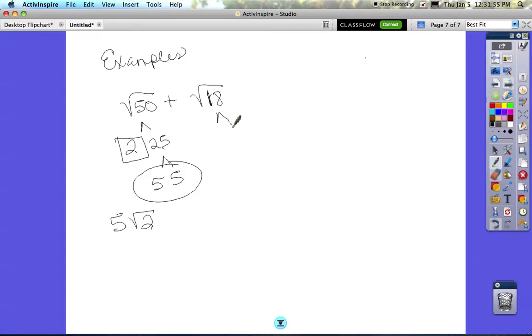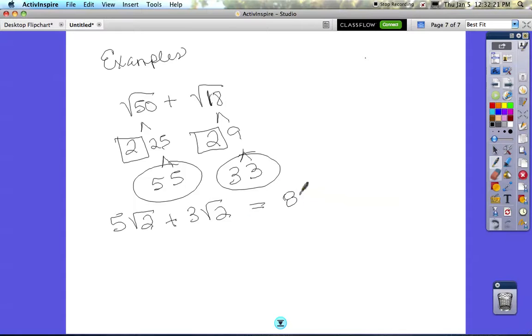So let's factor tree 18. Start with 2. 2 and 9, 3 and 3. The 2 doesn't have a buddy, the 3s do. So what gets to leave the house? 3 square root of 2. So we can now combine these, where these couldn't have been combined before. So what do I have? 8 square roots of 2. Okay?